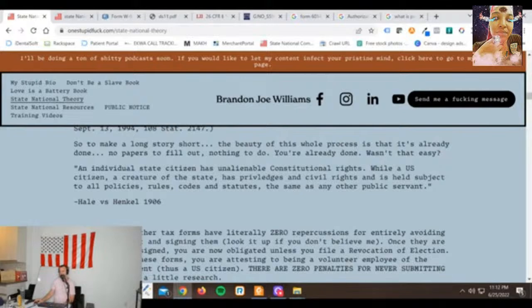And we have a quote here from Hale versus Hinkle: an individual state citizen has unalienable constitutional rights. Unalienable is usually how people think of this. There are a lot of guys who talk about unalienable, like David Straight. Putting a lien on something is like, you've heard about someone putting a lien on someone else's house or car. Unalienable means that it cannot be liened.